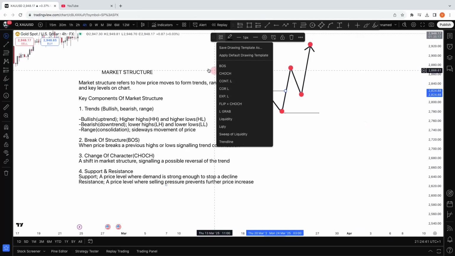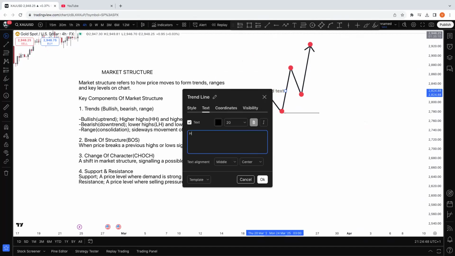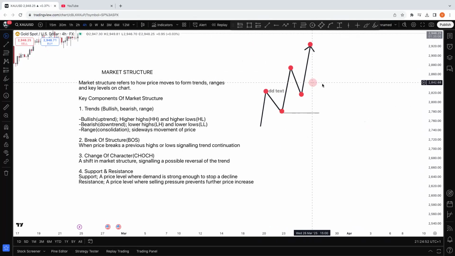Now, if you want to label it, you can just label it as HH or whatever. Do I have it here? I don't think I have it. But if you want to label this zone, I'll just label it HH, which means higher high, right? And here is the higher low.